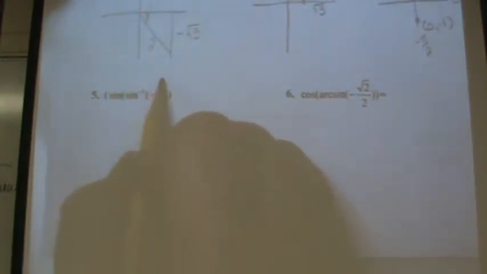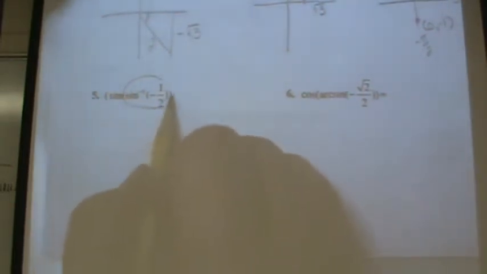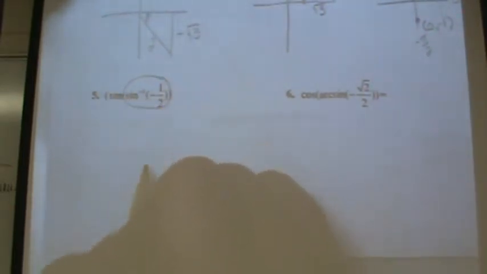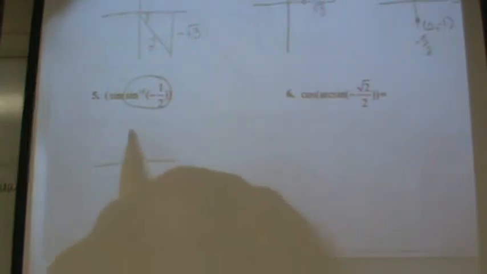Now, the last three are composite ones. So what you're going to do is you're gonna do what's on the inside first. What you get from that, you're gonna plug into the outside value. So we're gonna do inverse sine of -1/2 first. So that's gonna be down here, and we have opposite over hypotenuse. We need to find that angle.